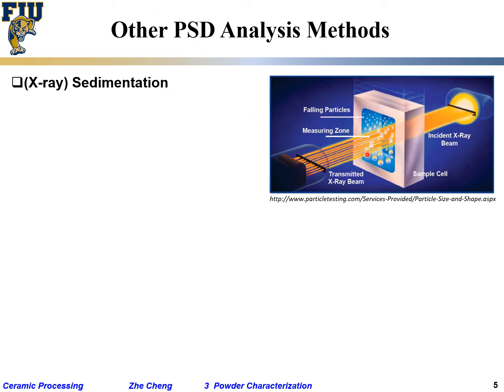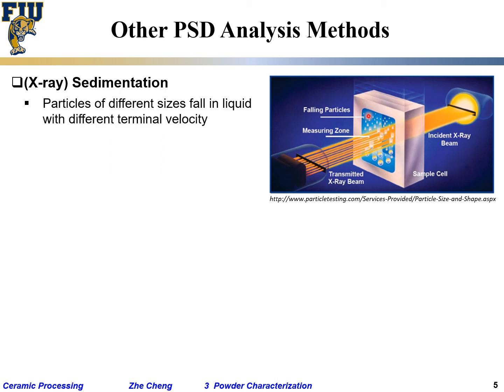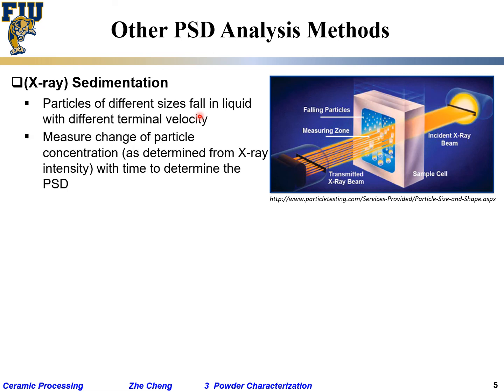Another particle size analysis method is sedimentation. If we have a suspension, the particles by gravity have a tendency to drop in the suspension, and how fast they drop is related to the density as well as the particle size. On the other hand, people can shine a light or X-ray onto the suspension, and the X-ray would be scattered in a different way, and measure the change of the particle concentration with time to determine the particle size distribution.